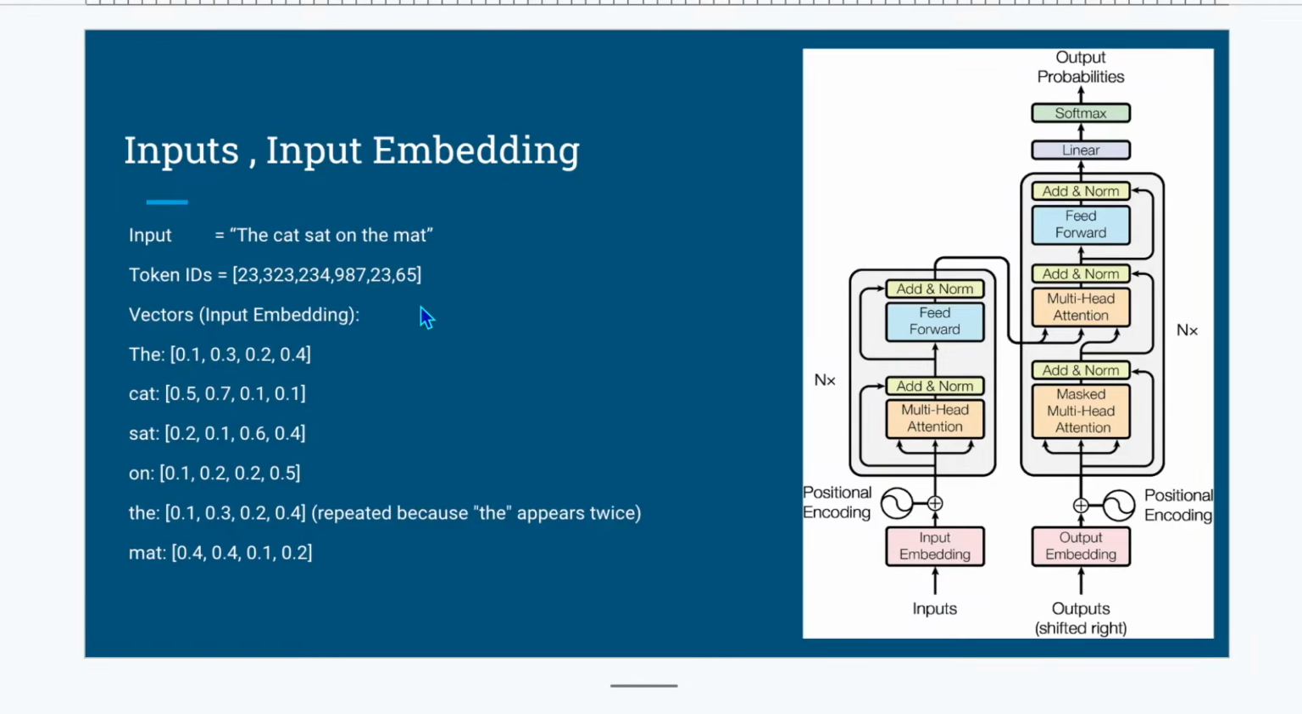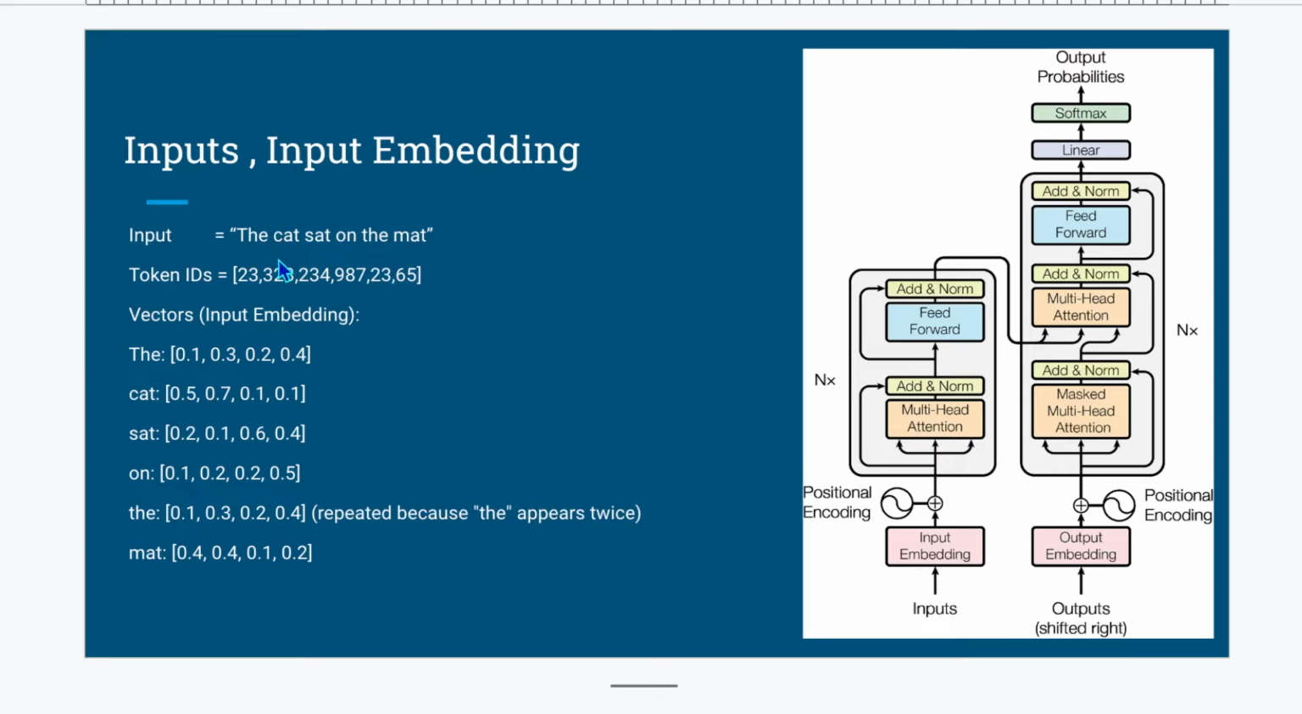So here we are with our small scale representation. Suppose we have the input, "the cat sat on the mat." First, it is converted into token IDs like this, 23323, each token represented by a unique token ID. Suppose the token ID is 23, so it again comes down over here, so again 23 over here.